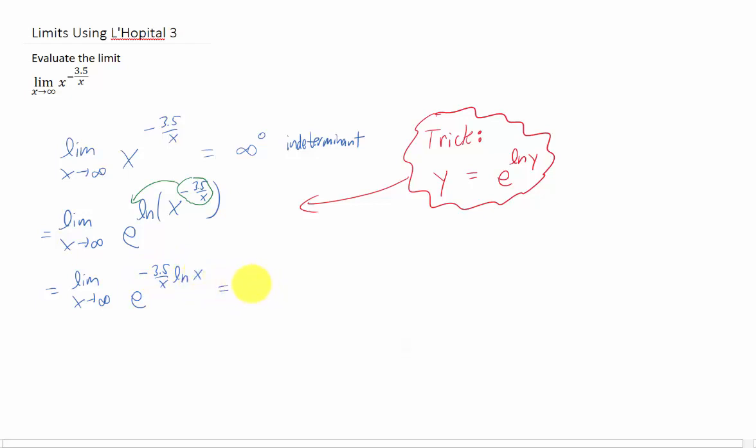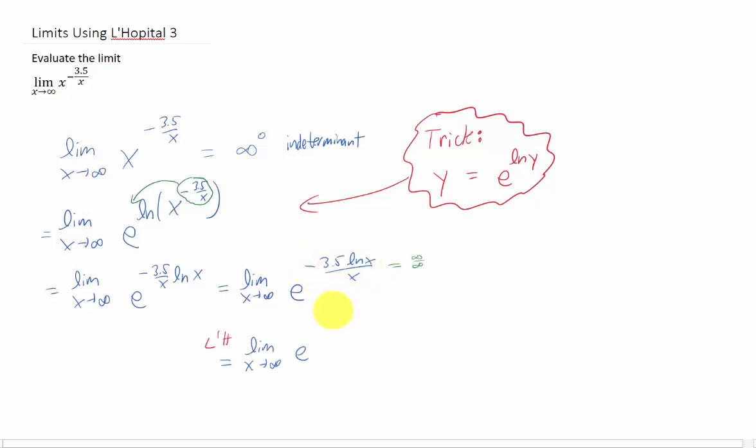And if I can do a very simple step of algebra, I'm just going to rewrite the power in a fractional form. Now, the limit of just the power here as x goes to infinity is infinity over infinity. That's an indeterminate form. So we can use L'Hopital's rule on just this power here.